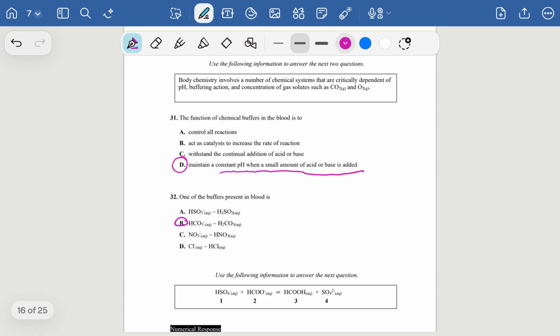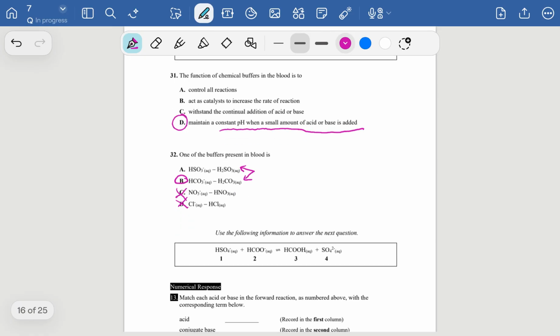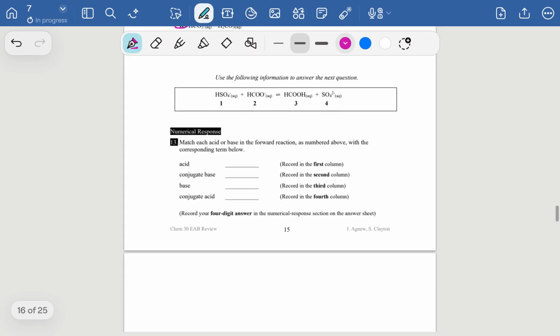Now, you could rule out these ones because we never would have anything strong, but it would be a little bit harder to figure out between these two. So just remembering that the one with H2CO3, that is a buffer system within our blood.